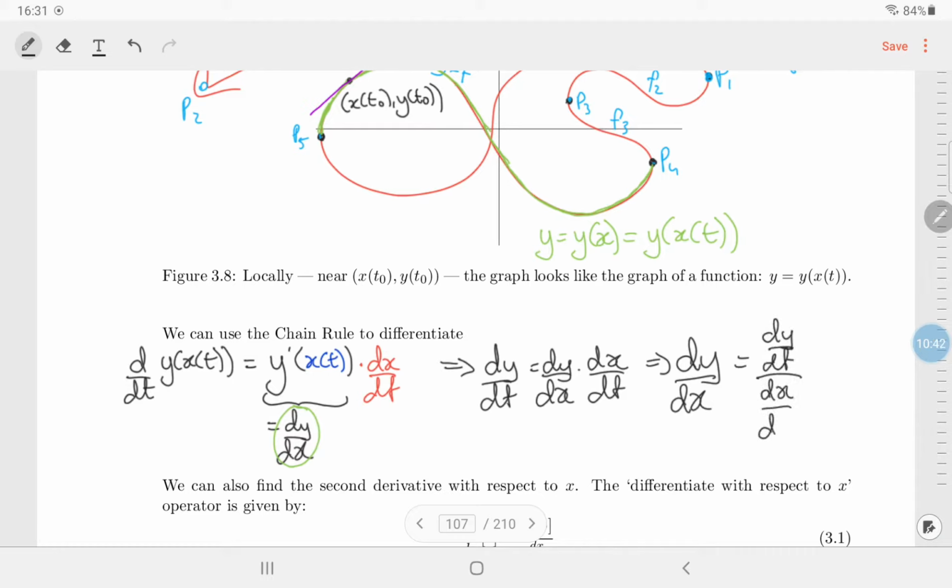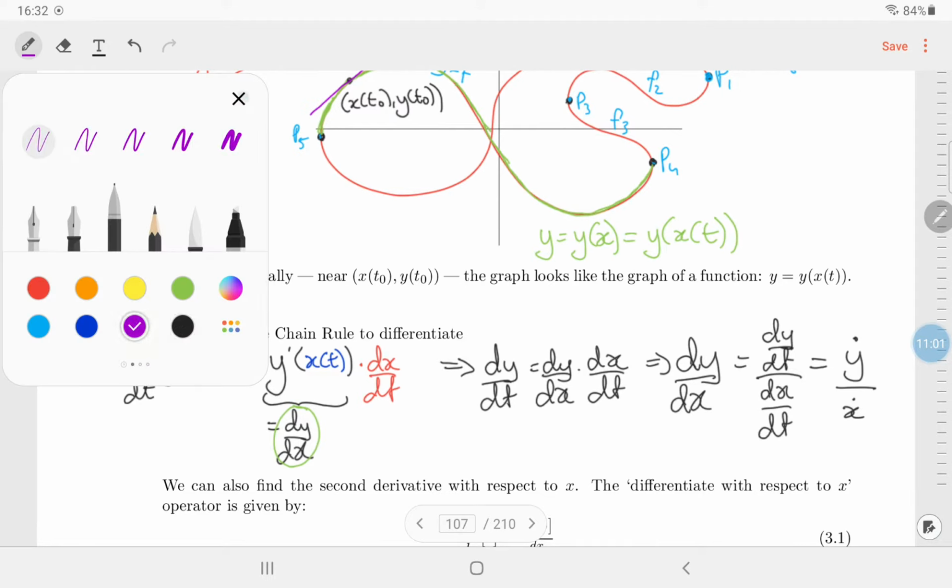Now sometimes differentiation with respect to t is done with a dot. So like a dash would be differentiation with respect to x. A dot would be differentiation with respect to t. So you could write y dot over x dot. Now I won't actually be using that, but it is something you could do. Now this is what you need.